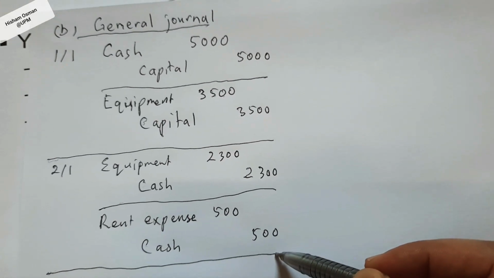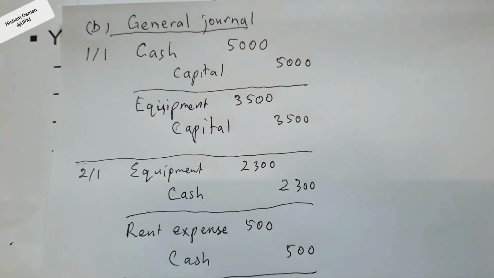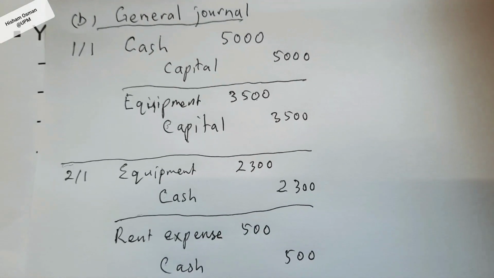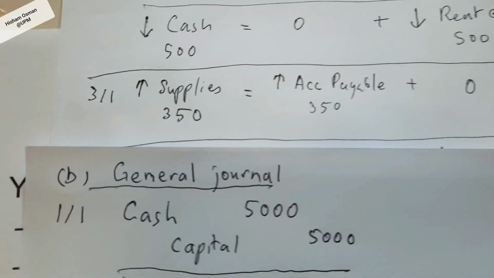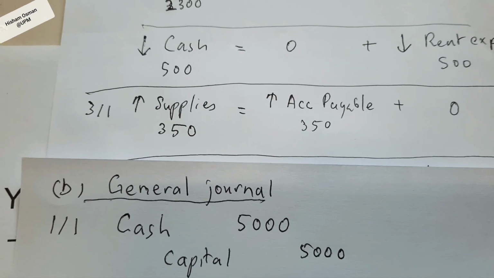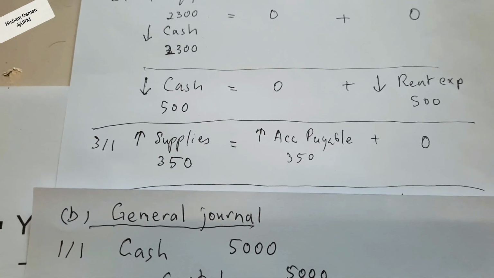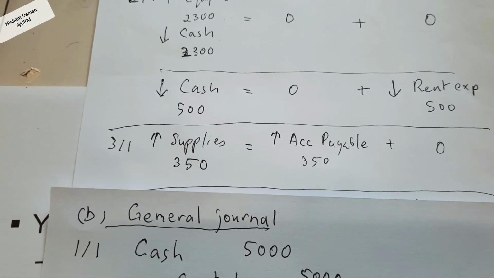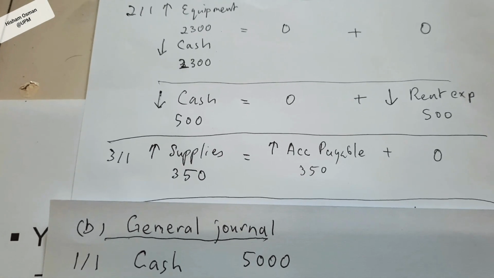Very straightforward. You have to remember the format of the general journal, and you have to remember the rule of debit and credit. Then you can do this. Okay, let's see what happened on the 3rd of January. Okay, there is a transaction on the 3rd of January. When you analyze the transaction, the effect is an increase in asset supplies, and there is also an increase in liability account payable. The amount is 350.